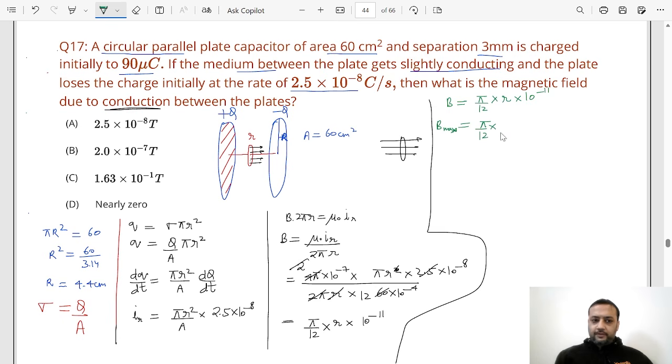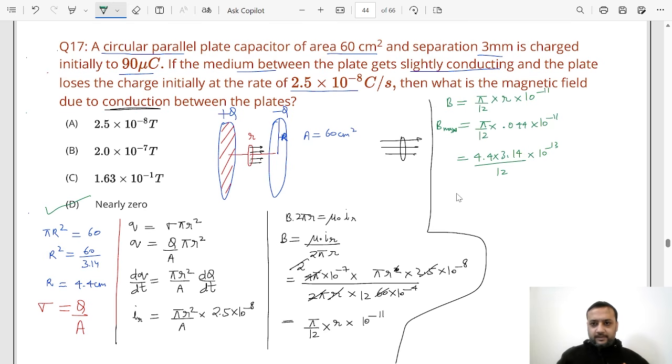What is the value of capital R? The value of capital R will be 4.4 centimeter, which is 0.044 in meters, into 10 to the power minus 11. If you figure out, this value is very, very small. This will become 4.4 into pi, which is 3.14, divided by 12, into 10 to the power minus 13. Now a rough calculation says 4 into 3 will be 12, so you can treat this approximately as 1. So the order is 10 to the power minus 13, which is a very, very small value, so we can say that the magnetic field will be nearly 0.